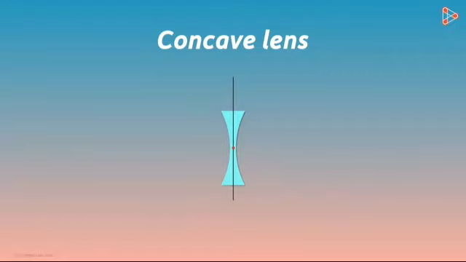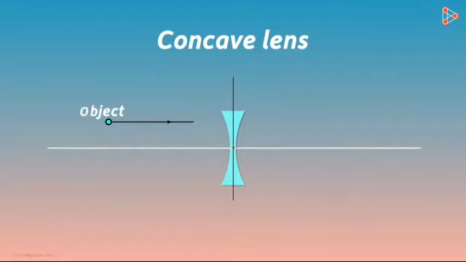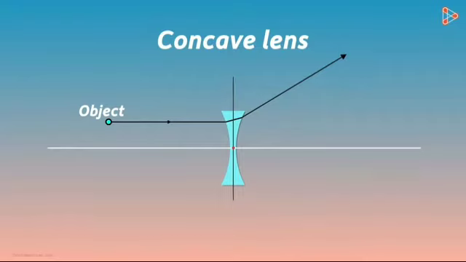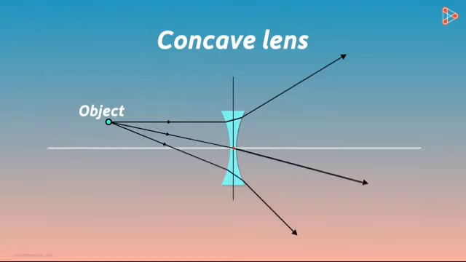Students, already we have learnt about convex lens. Now we are going to learn about refraction through a concave lens. Let us discuss the formation of images by a concave lens when the object is placed at two possible positions.